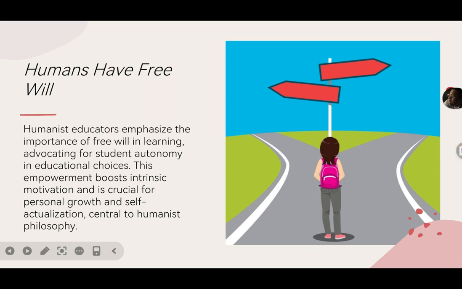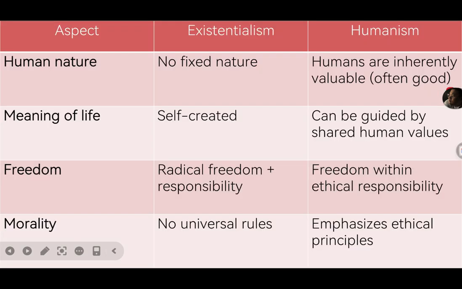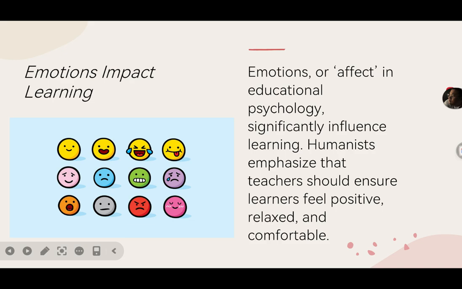Do not confuse humanism with existentialism. Unlike humanism, existentialism is radical freedom. It does involve responsibility, but in humanism it is freedom with a rigid ethical responsibility. Next is emotions impact learning. If students feel anxious or uncomfortable, learning becomes difficult. A positive environment is essential in every classroom for them to learn better, right?